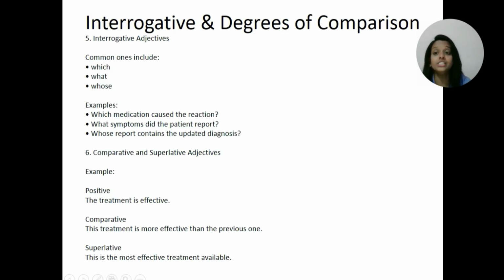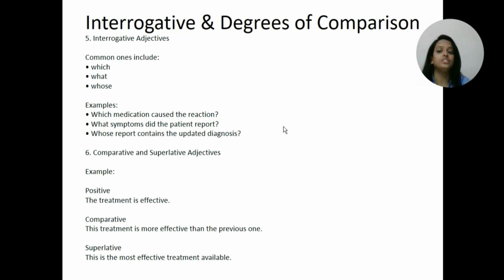And the next one is the interrogative adjectives. So they are used in questions basically. Common ones include which, what, whose, all these types of WH words. So, which medication caused the reaction? What symptoms did the patient report? Whose report contains the updated diagnosis? Got it? These are some of the examples.